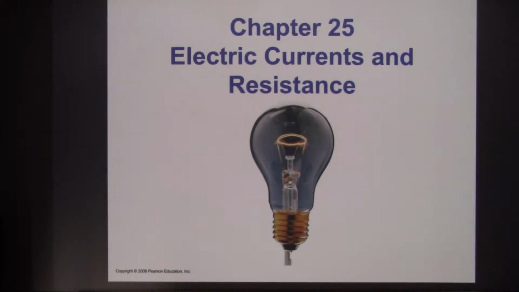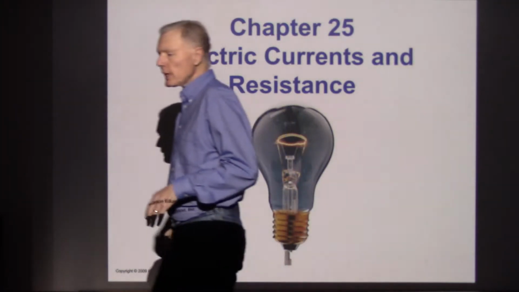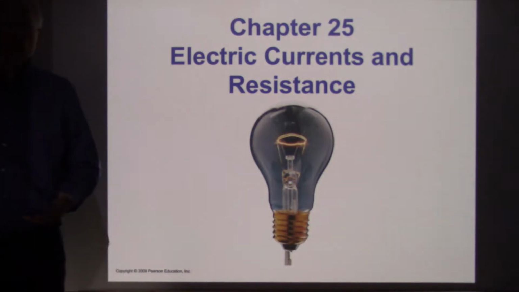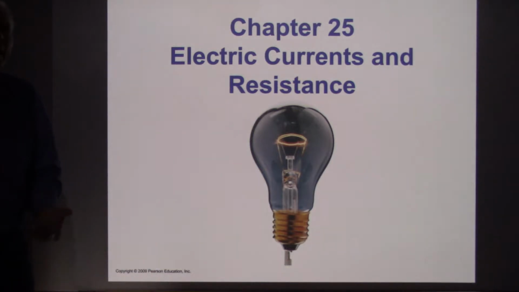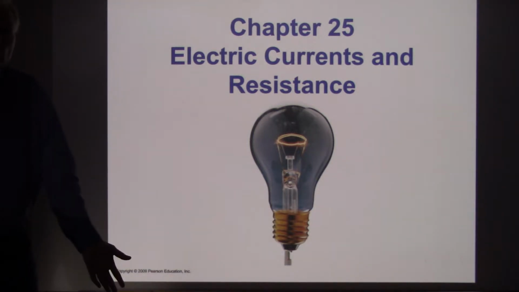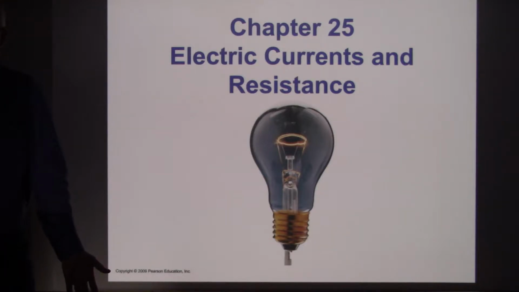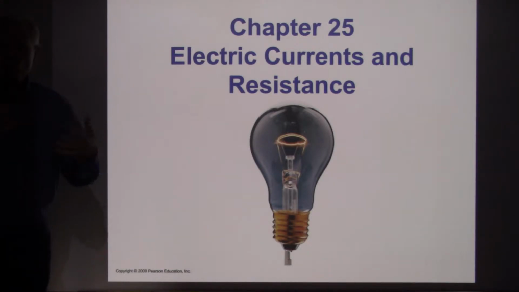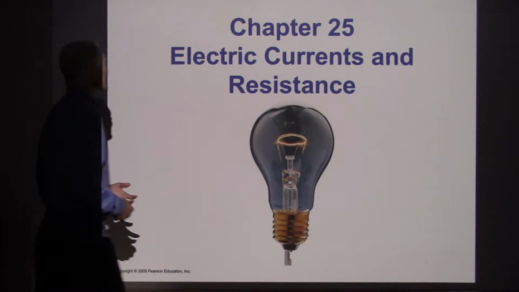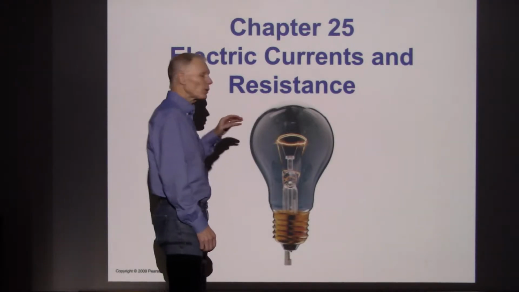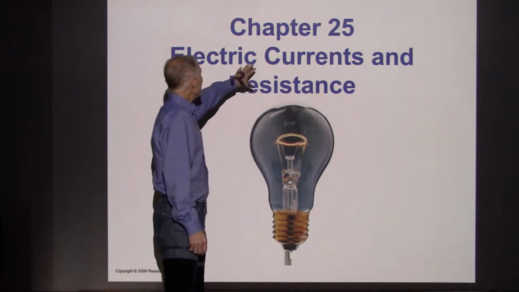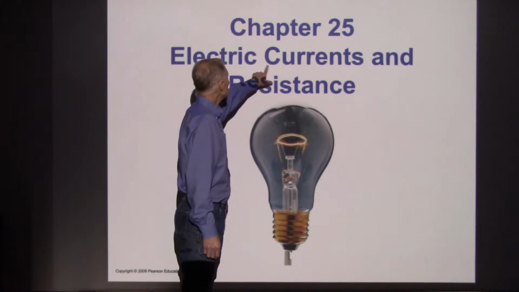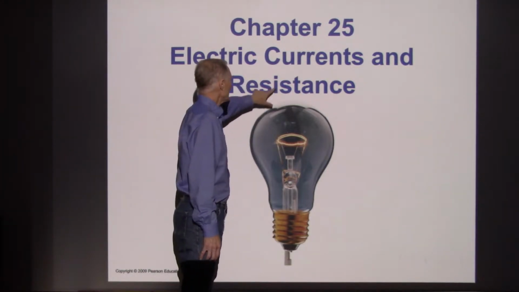Good morning. We are moving on into chapter 25. So we're getting more and more into the physics of practical electrical stuff. How do we use electrical energy when we plug something into an outlet, or we put some batteries in something and we run that device? What do those circuits look like? And so in chapter 25, we are going to introduce electric current and electric resistance.